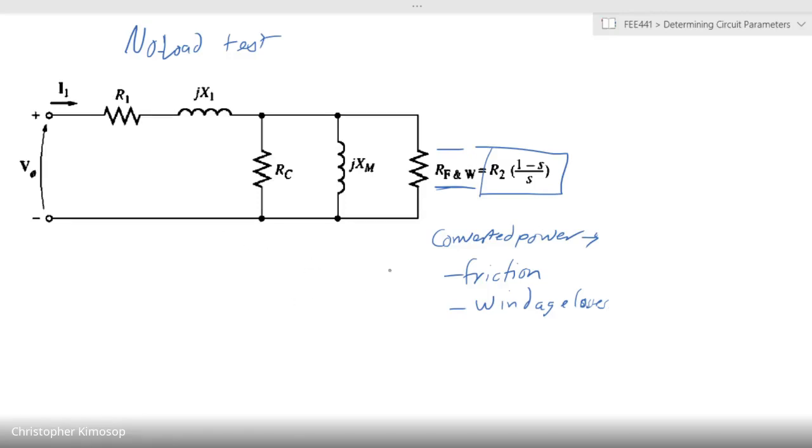All this converted power, because we have no load being connected to the motor, is being used up to overcome friction and windage losses. Now these resistances are in parallel with each other, right? And remember, we had said earlier in a previous lecture that in some cases we tend to shift these core losses to the other side of the diagram.